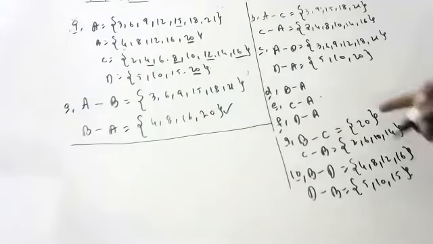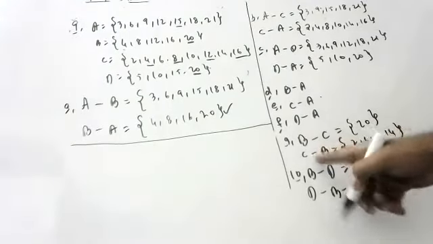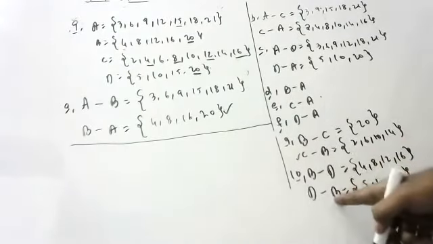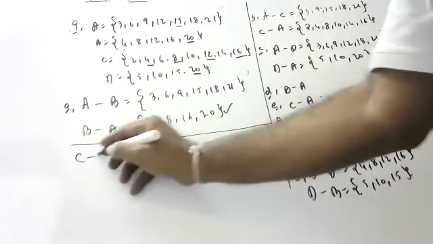C minus B, we did that, children. Yes, we did C minus B. D minus B, we did that also. Now C minus D, he is asking, children.